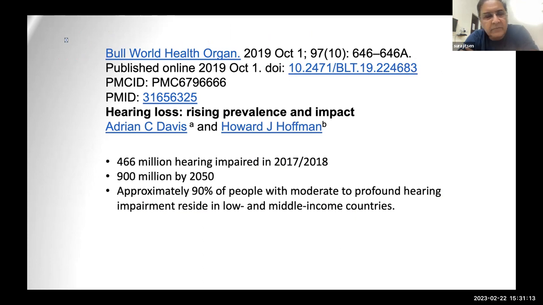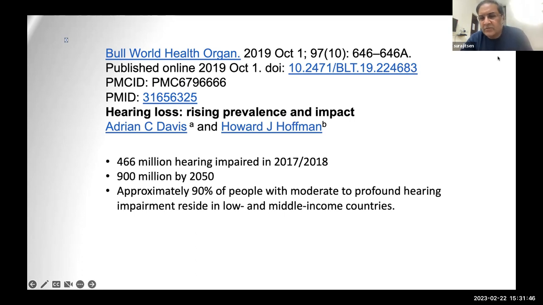By 2050, which is very much on the horizon now, we are looking at a number close to a billion people. And it's also true, apparently, that approximately 90% of people with moderate to profound hearing loss will be residing in the poorer countries, lower and middle income countries. Therefore, this is taken as a very serious health issue by the World Health Organization and many other groups.